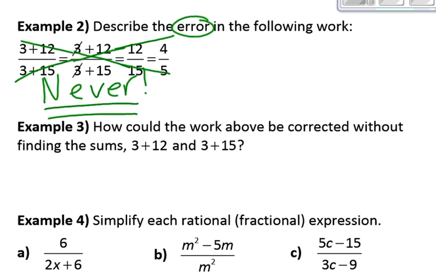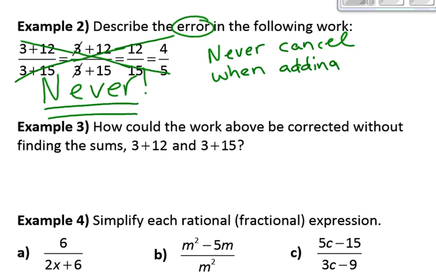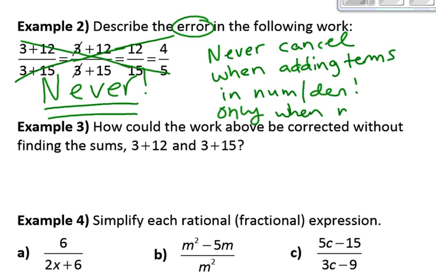So let's write that down. You can never cancel when adding terms in the numerator or denominator. Okay, only when multiplying. You can only cancel common factors if you're multiplying. Never, ever, ever when you're adding or subtracting them.